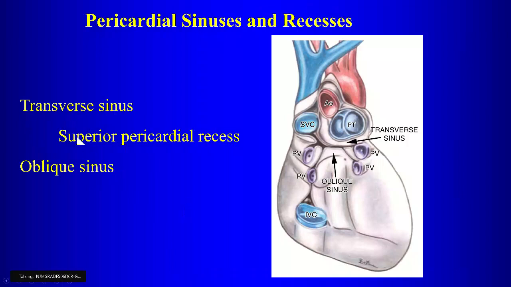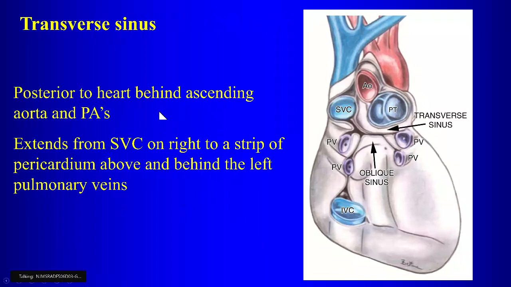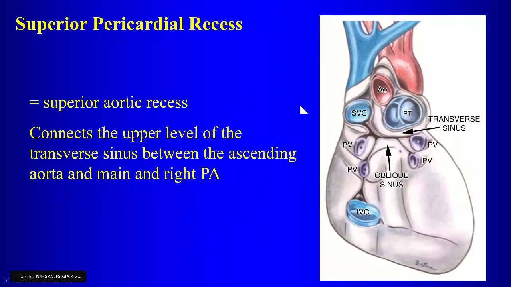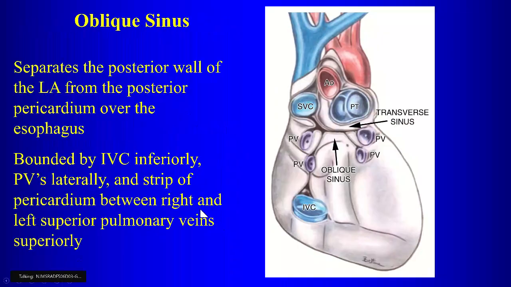So we have these pericardial recesses. The transverse sinus is this one over here, and the superior pericardial recess is part of that. And then there's the oblique sinus that sits behind the pulmonary veins. Okay? So the transverse sinus, this one here, is a pericardial recess. It extends from the superior vena cava on the right to the region of the left pulmonary veins. And the superior pericardial recess, also called the superior aortic recess, is part of that. And this is the part that's easiest to see on CT.